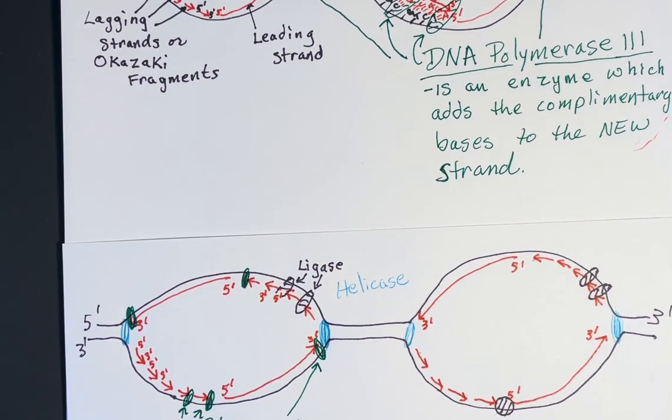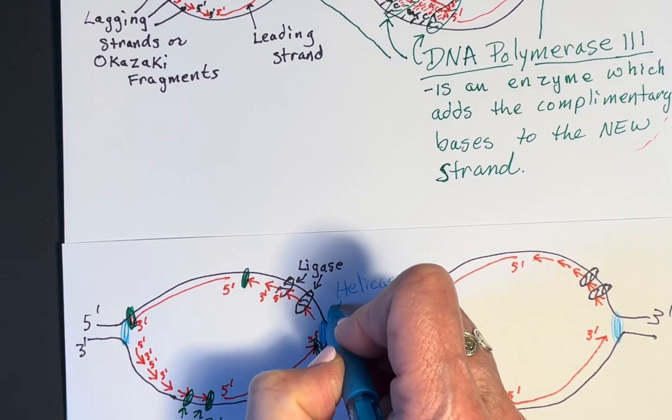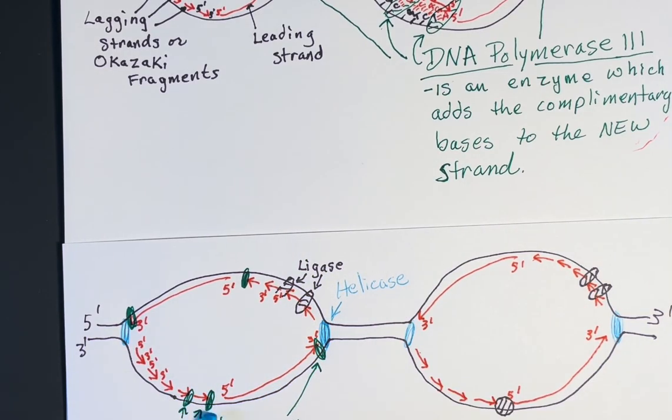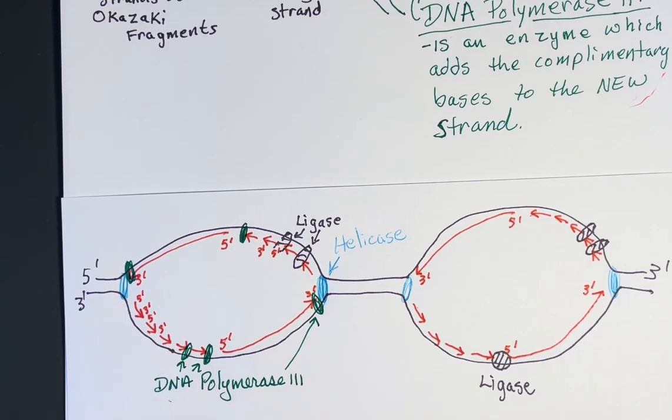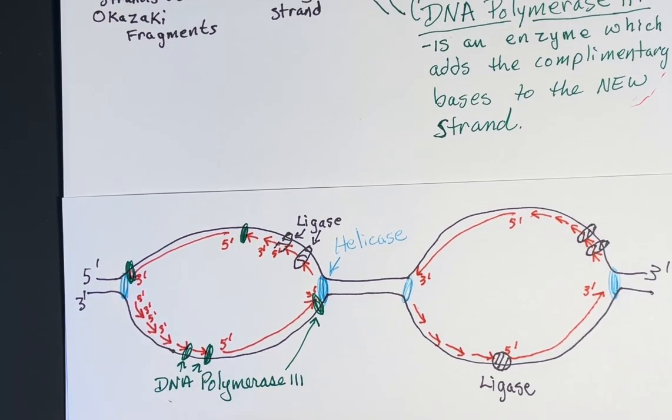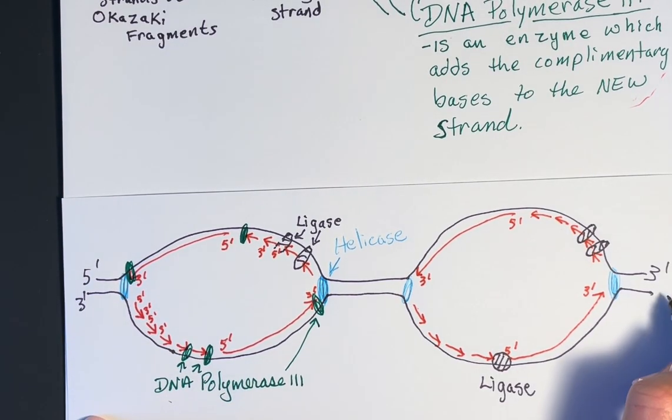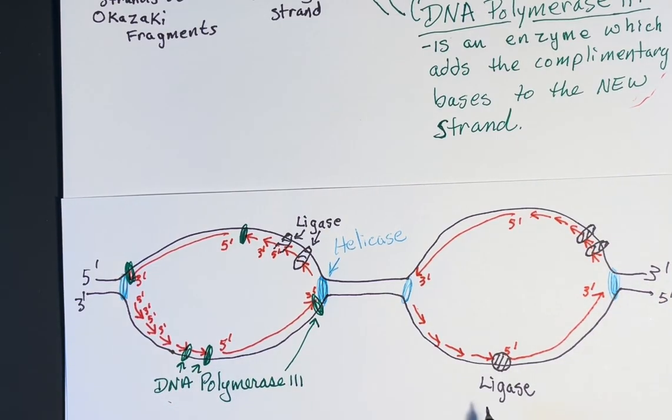Okay, I kind of cleaned up my bubble a little bit. So I'm showing the helicase in blue, DNA polymerase in green. Oops, got to move that up. Oh, and I keep forgetting this 5' over here. And now I've added the ligase. It's the black with the stripe.